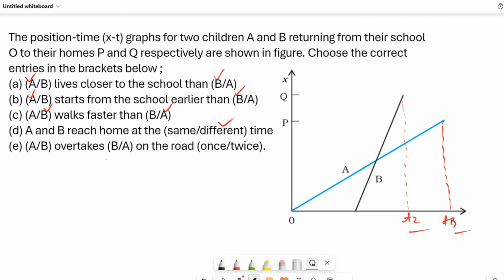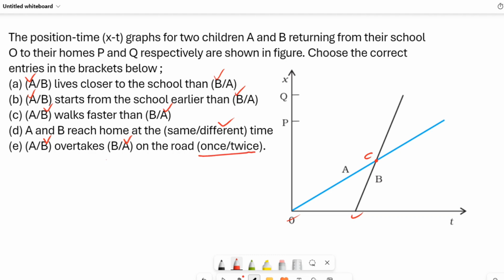Now the last question: whether A or B overtakes B or A on the road, once or twice. So first, who is overtaking whom? Obviously B is starting after A, and B is overtaking A at this point. B has started after A and it reaches home earlier. So obviously at some point it is overtaking A, and let's say this point is C. So this is the point where B is overtaking A. So the answer is B overtakes A on the road.